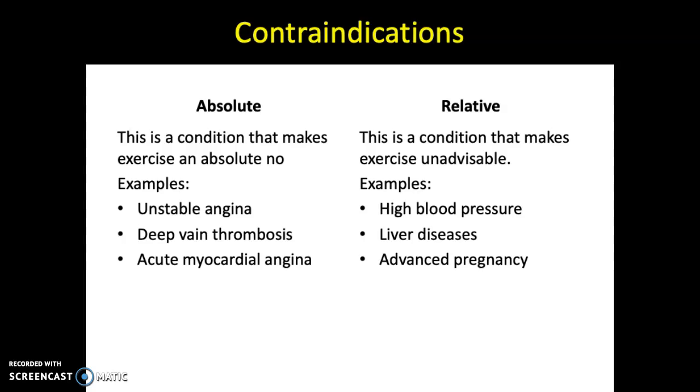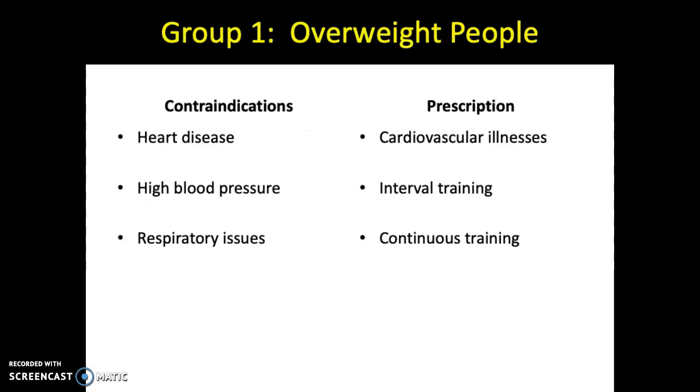Next, we'll be looking at contraindications for different groups of people. The first group of people I'll be looking at is overweight people. There are a few key contraindications that overweight people are more susceptible to. The first of which is coronary heart disease. This is where the arteries are narrowed by the buildup of fatty acids, which could lead to problems with breathing.